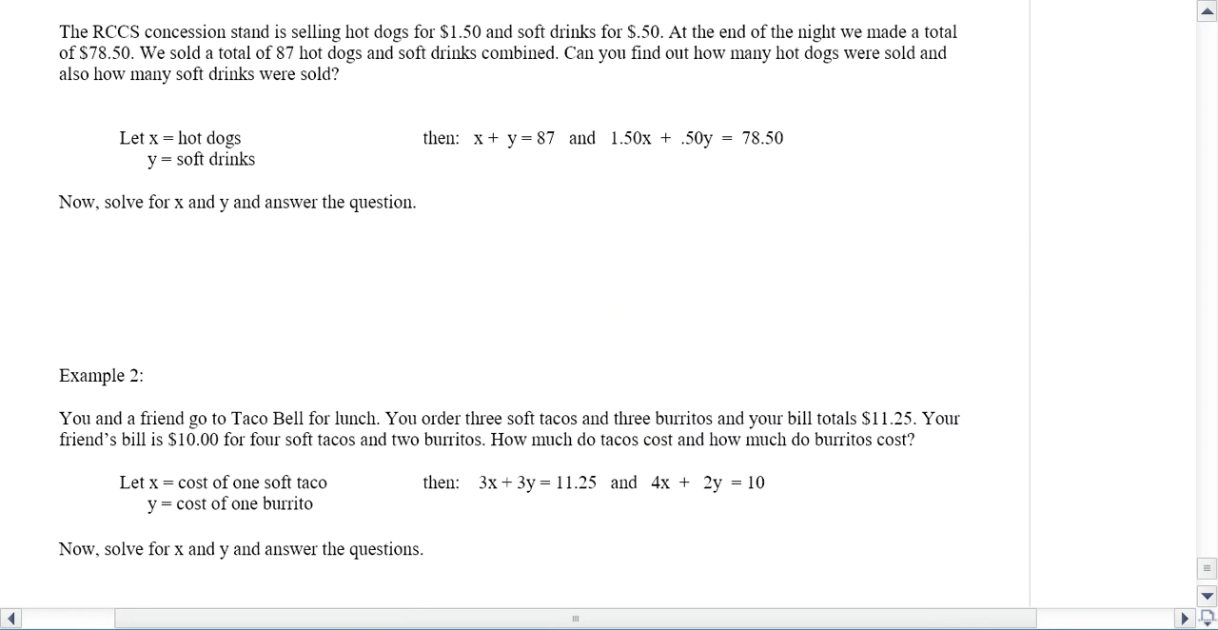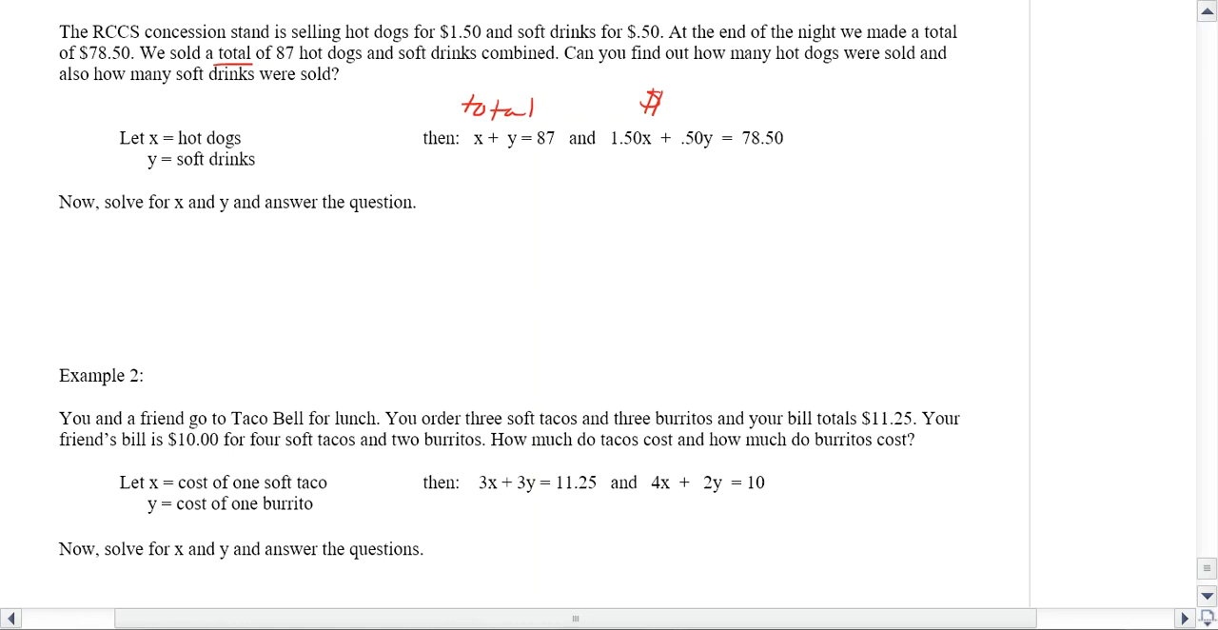So if you read it, we're selling hot dogs and drinks for the given prices, and we know how much money we made, and we know that we sold a total of 87 items. This word is sort of important because we're going to have an equation dealing with the total number of items purchased and another equation dealing with the money. So first we set our variables. We let x equal the hot dogs and y the soft drinks. And since we sold a total of 87 items, that's why I wrote x plus y equals 87.